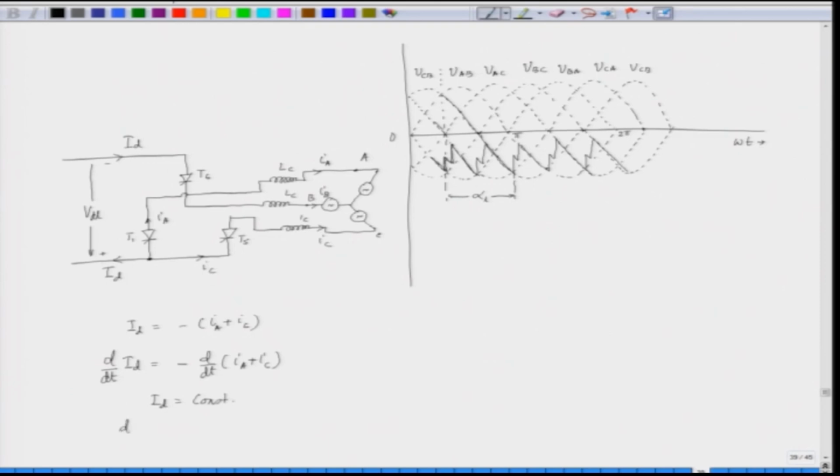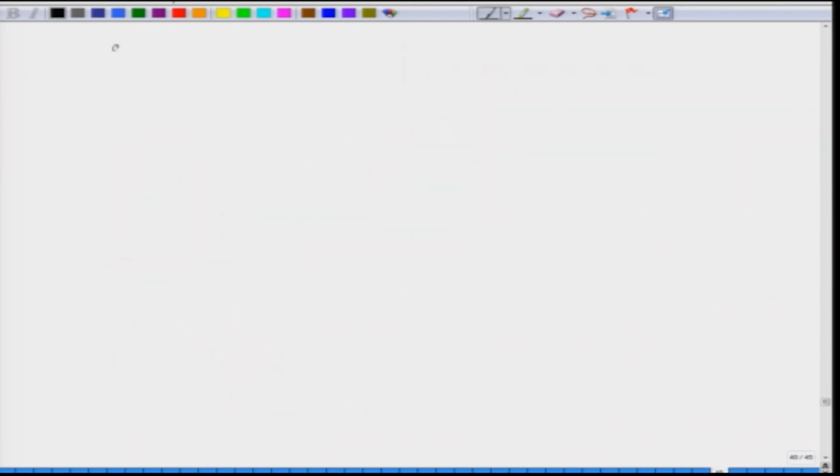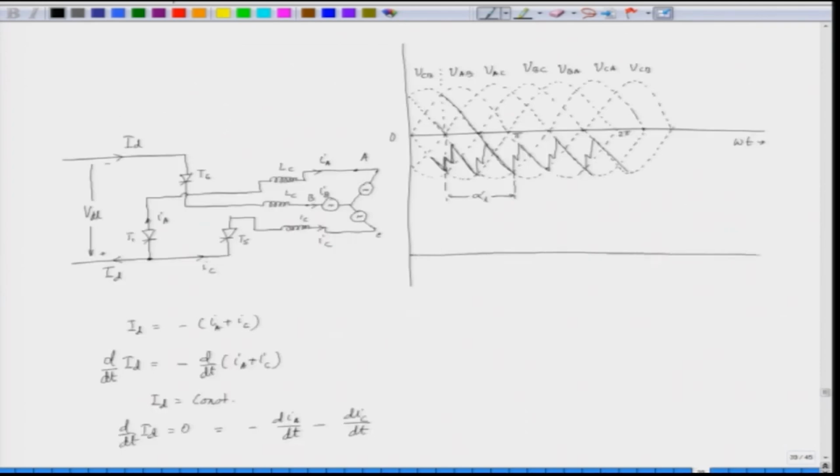So, therefore, d by dt of ID is equal to 0, that is equal to minus dIA by dt minus dIC by dt. So, we will get from this equation that dIA by dt is equal to minus dIC by dt. So, this is the derivation that we have. So, the rates of change of these currents are equal and opposite.